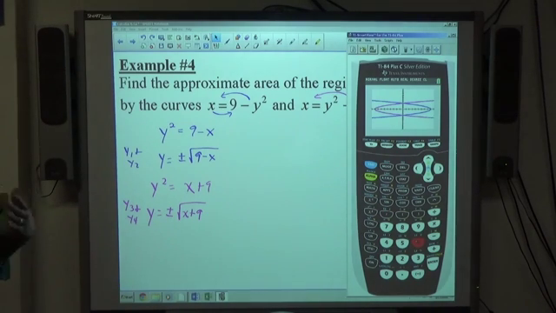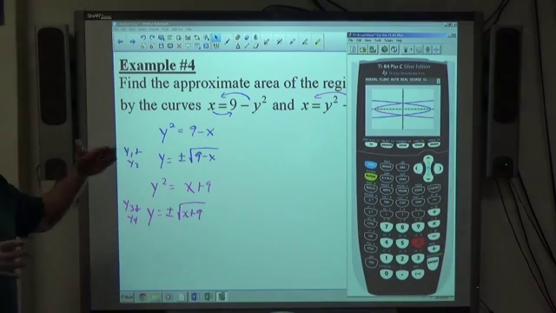All right, now if we think back to how we did this in the first three examples, we were looking for a top and a bottom, right?